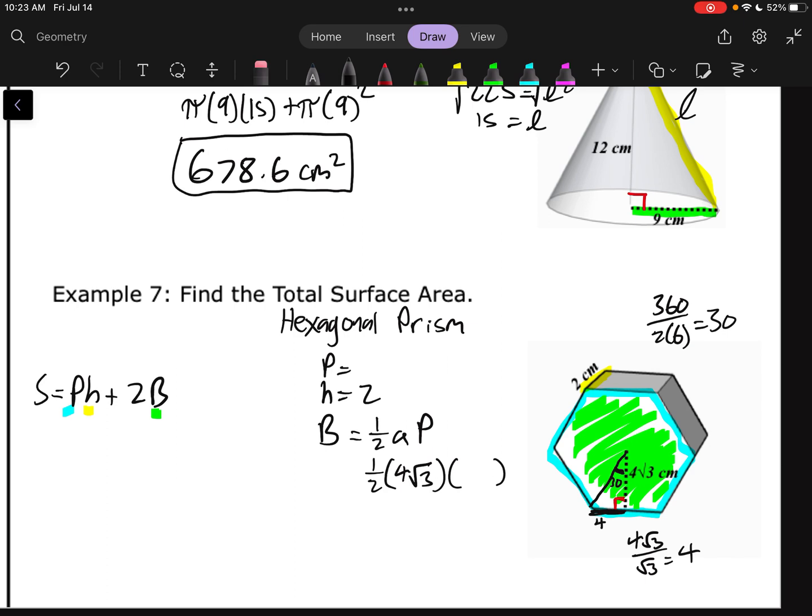So this little part right there is 4, which means that this little part over here is also 4, which means that one side of our hexagon is 8. So our perimeter then becomes 6 times 8, which is 48. And then if our perimeter is 48, then we can also plug that into our area formula. And 1/2 times 4√3 times 48.